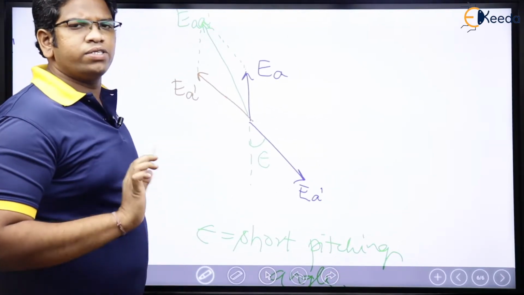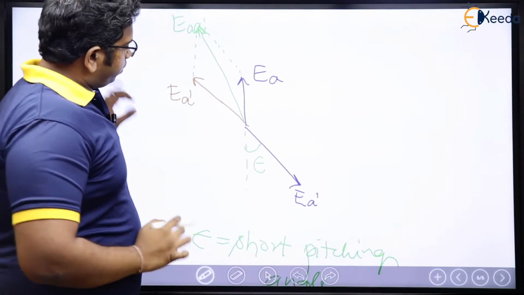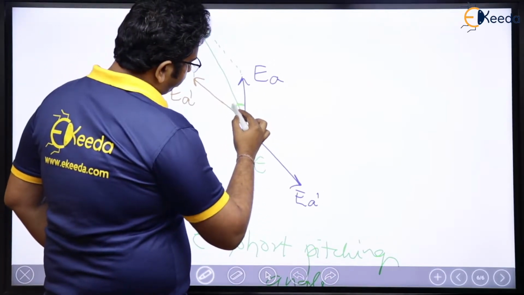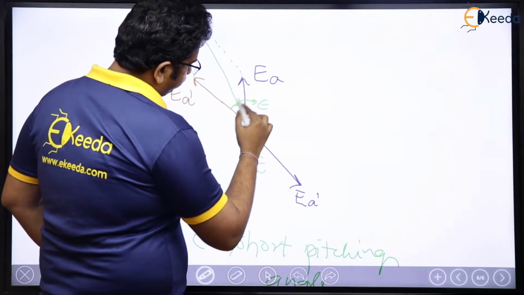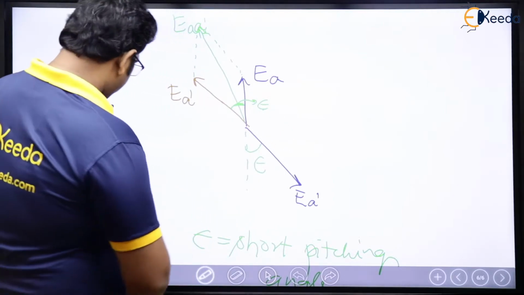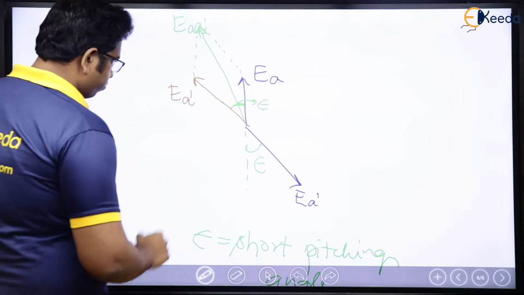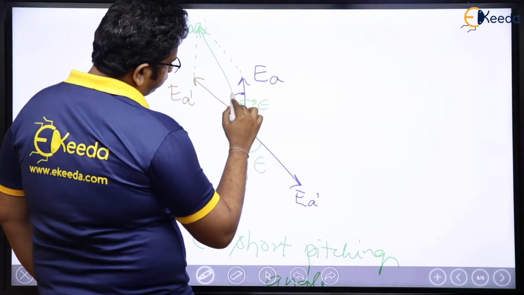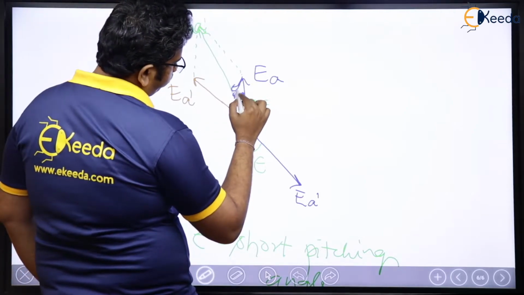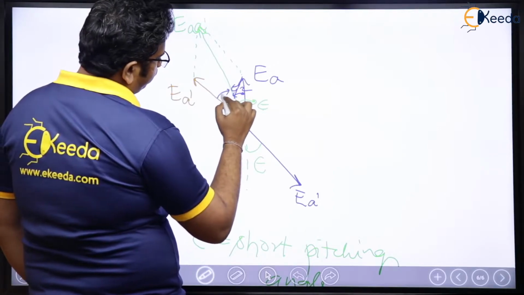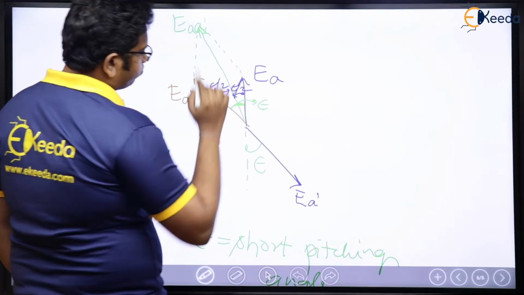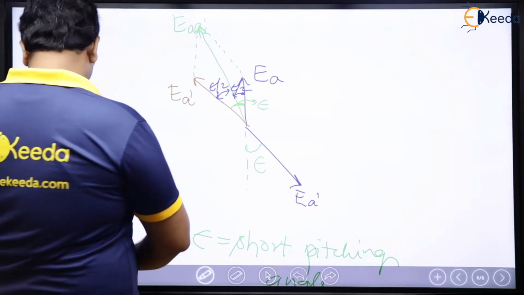Now, see here, very simple. If this is epsilon, this total angle is going to be epsilon. Now this angle becomes how much, sir? This becomes epsilon by 2. Similarly, this also becomes epsilon by 2. Right? Yes.